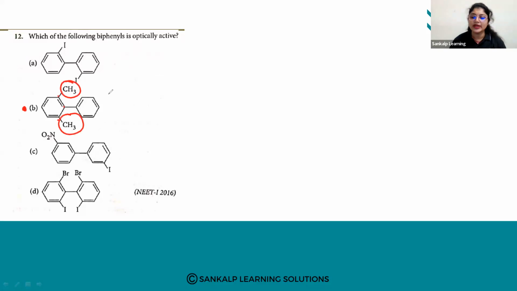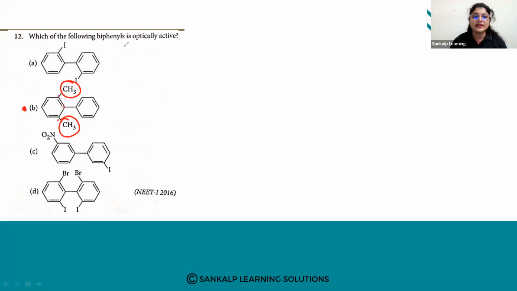If there were again methyl groups here also, there would be steric hindrance, right? What do you mean by steric hindrance? There would be crowd. So these are ortho substituted in this. Because of the steric hindrance, they are perpendicular to each other, and due to that they are not planar to each other.